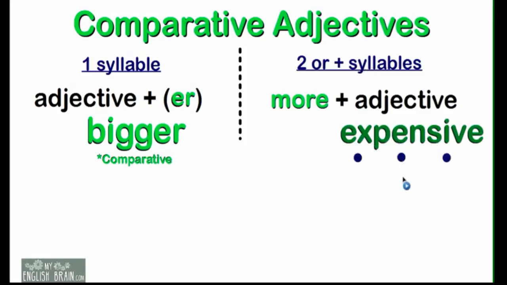expensive, we have three syllables. So we use the word more to make the adjective a comparative adjective. And the comparison is more expensive.